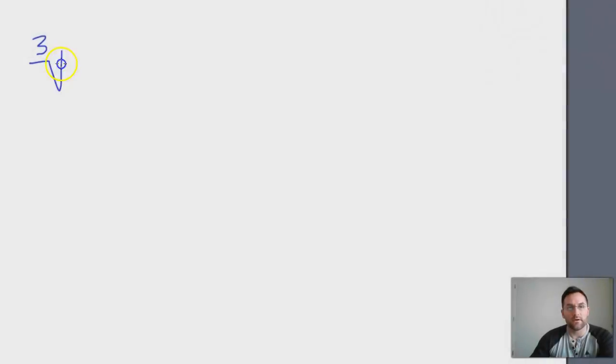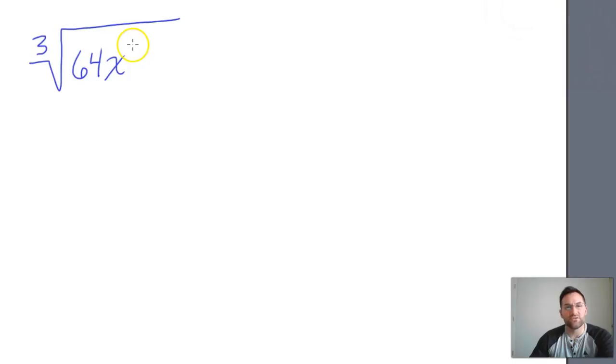Alright guys, we're going to do one more. We're going to do the cubic root of 64, that's going to be our coefficient, x to the 7th, and then we'll go times y to the negative 6, so we have a negative exponent in there. Okay, now everything stays the same. We're still going to solve this the same, even though it looks a little more complicated.